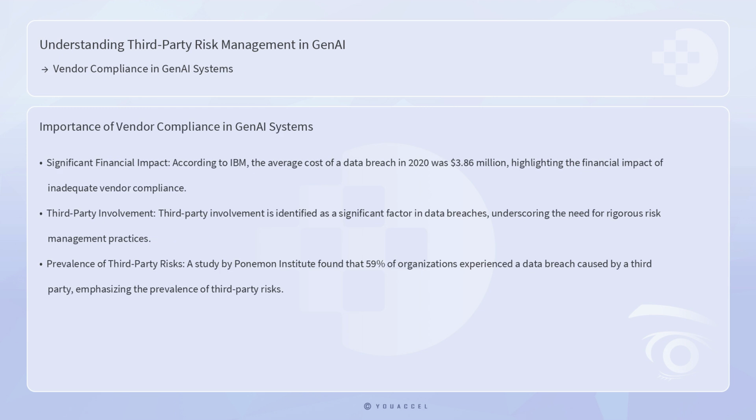Statistics highlight the importance of vendor compliance in GenAI systems. According to a report by IBM, the average cost of a data breach in 2020 was $3.86 million, with third-party involvement identified as a significant factor in data breaches. This underscores the financial implications of inadequate vendor compliance and the necessity for organizations to implement rigorous risk management practices. Furthermore, a study by Paramount Institute found that 59% of organizations experienced a data breach caused by a third party, emphasizing the prevalence of third-party risks in the digital landscape.